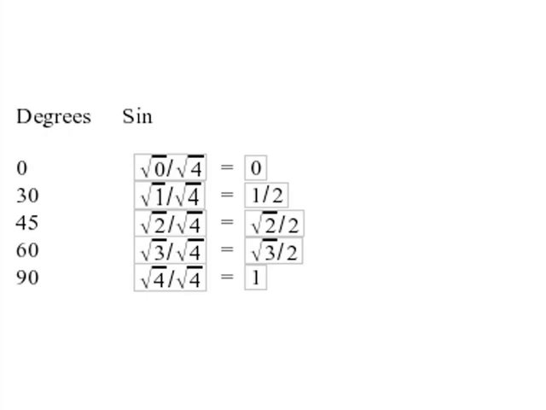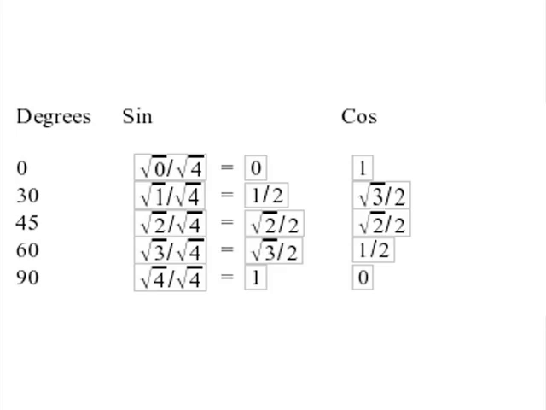Alright, now once you have the sine column finished, to make the cosine column, all you have to do is reverse exactly what you wrote down. So just start at the bottom of the list and write them from the top down. So 1, square root of 3 divided by 2, square root of 2 divided by 2, 1/2, and 0. Pretty simple. After that, we can move on to the tangent column.